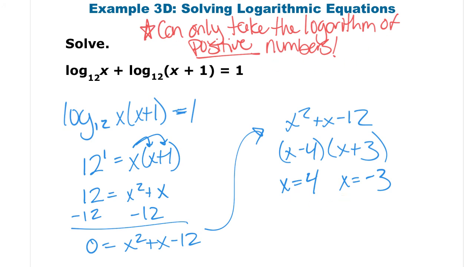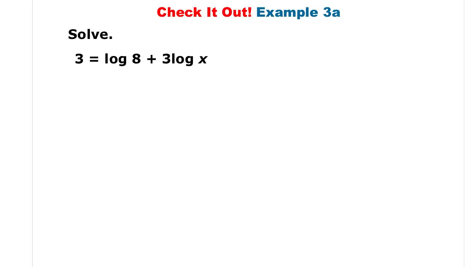Here's a note you might want to write down. You can only take the logarithm of positive numbers. So this part right here, if x was negative 3, that is not going to work. That's going to be undefined. The only answer that works here is x equals 4.